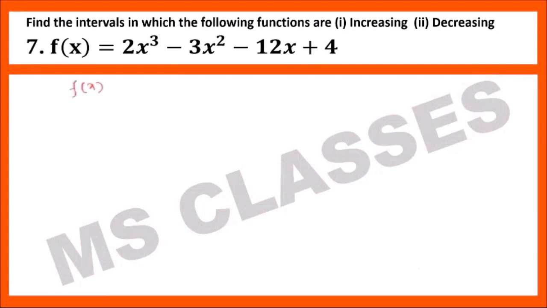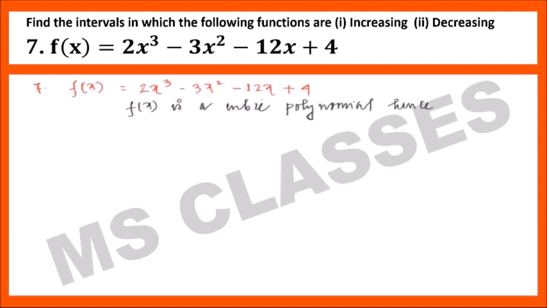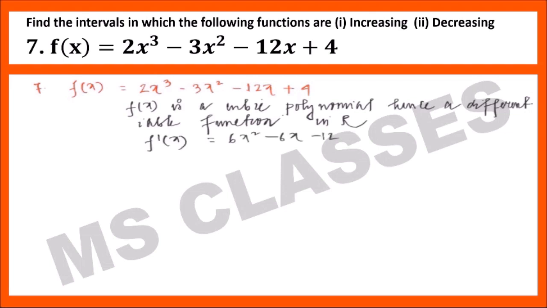Next, f(x) equals 2x cubed minus 3x squared minus 12x plus 4. f(x) is a cubic polynomial, hence a differentiable function in R. And f'(x) equals 6x squared minus 6x minus 12.